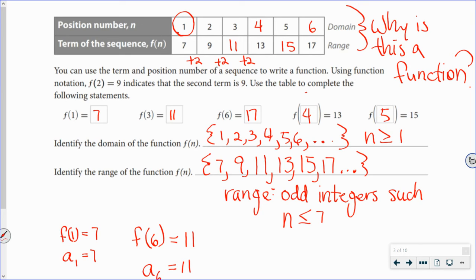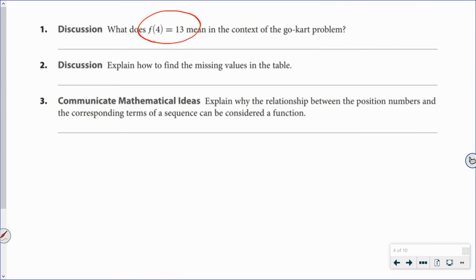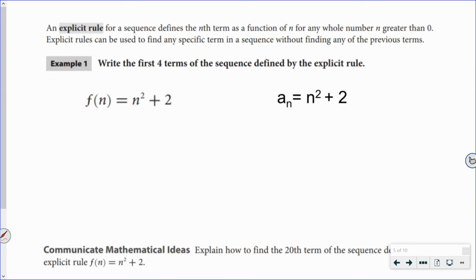In other words, if we're on the 3rd lap, Kiara rode the 3rd lap, I rode the 3rd lap, and I get off the go-kart, and she gets off the go-kart, and they charge her $11, and they charge me $21. Would that be fair? No. That's why it's a function, because the number of laps creates a unique charge, a single, one and only charge. Good deal.